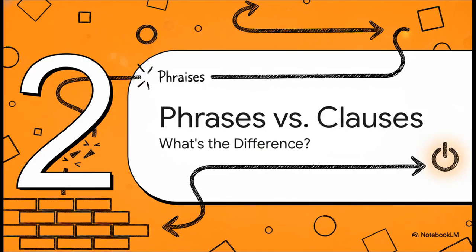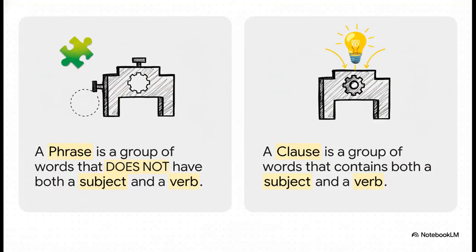To start building, you gotta know your materials. And the two most fundamental pieces are phrases and clauses. They can look kinda similar, but one of them has a secret power the other one doesn't. And here it is, the big difference. A phrase is just a group of words. It's missing either a subject or a verb. Think on the desk. But a clause has both a subject and a verb. The sun shines. It's basically a mini sentence all packed up.